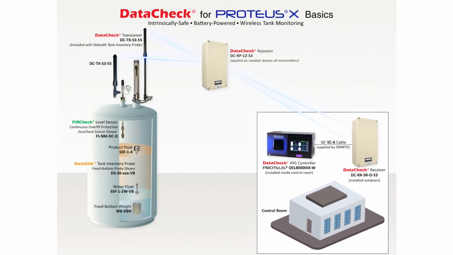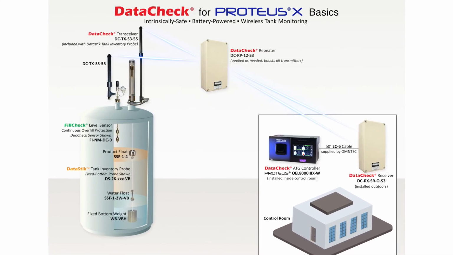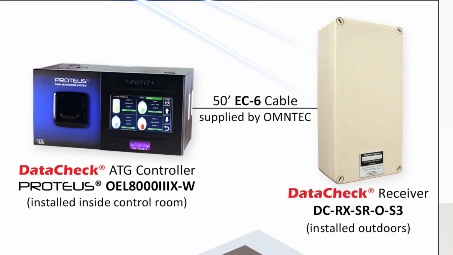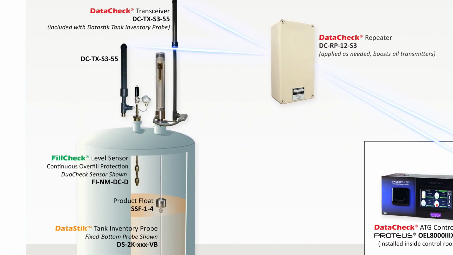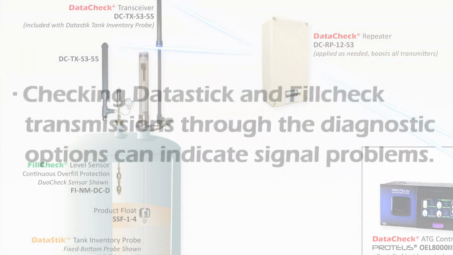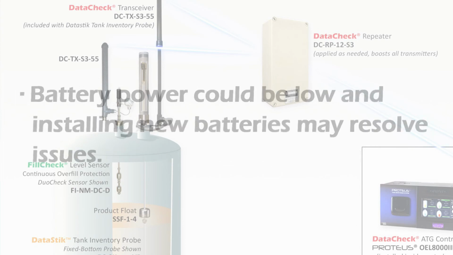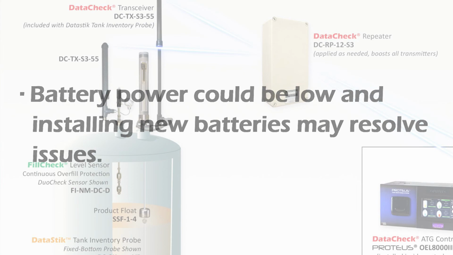An important factor with any wireless communications is line of sight, distance, and environmental conditions. Verify wiring between the controller and the wireless receiver, as well as wiring of the data stick and filcheck masts to the probe or sensor. Checking data stick and filcheck transmissions through the diagnostic options can indicate signal problems. Battery power could be low, and installing new batteries could resolve issues.